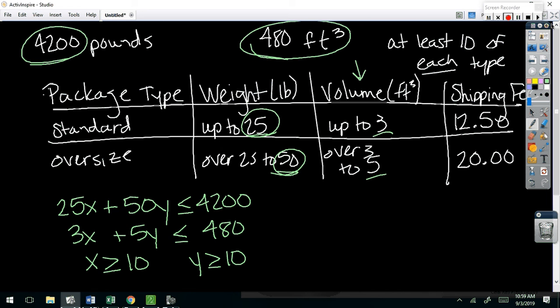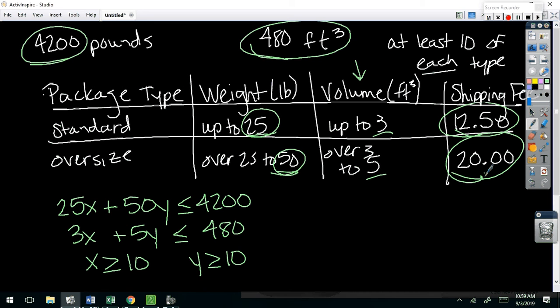How would you figure out, if you shipped a standard package for $12.50 and you shipped an oversized package for $20, how much money would you make? Well, how much do they cost? $12.50 and $20. So that's a shipping fee. We're going to assume that's revenue, that's how much they're making off each one. We're not going to take the other variables into account, which is when it really gets sticky.